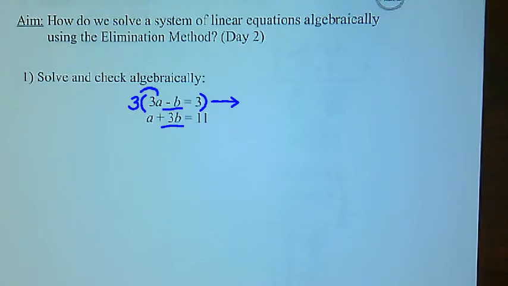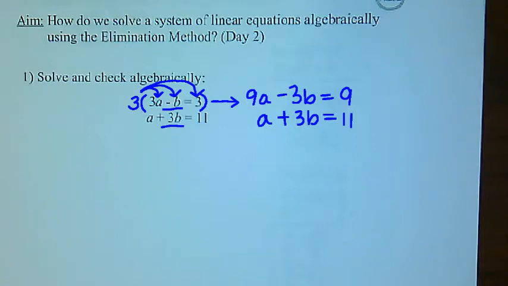Now, the next thing I need you to remember is when we are multiplying, and I know this is an equation, but if you're multiplying a whole equation, you have to go all the way down. All the way down. So this would get me 9a minus 3b is equal to 9. And then the bottom one, the second equation, I'm not going to change at all. So what you see now is my b's are additive inverses. So since they're additive inverses, now I can add them.